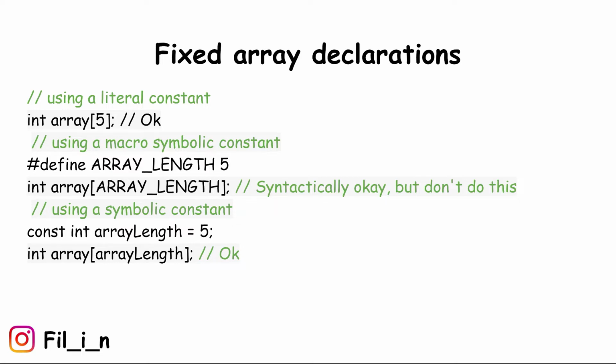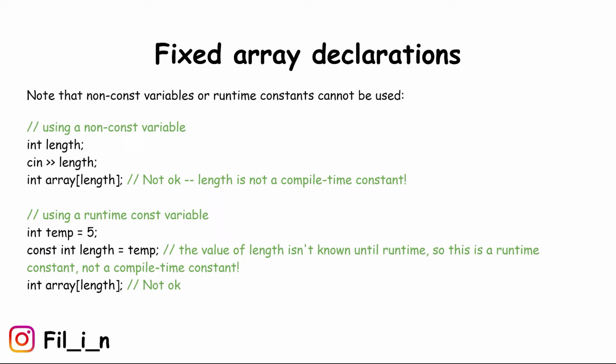Using a macro symbolic constant: #define ARRAY_LENGTH 5; int array[ARRAY_LENGTH]; syntactically OK, but don't do this. Using a symbolic constant: const int arrayLength = 5; int array[arrayLength]; OK. Note that non-const variables or runtime constants cannot be used.